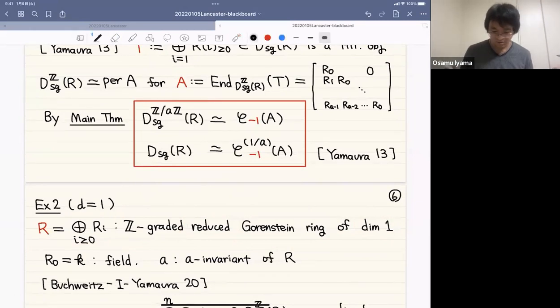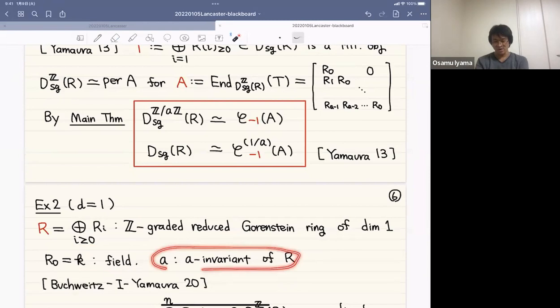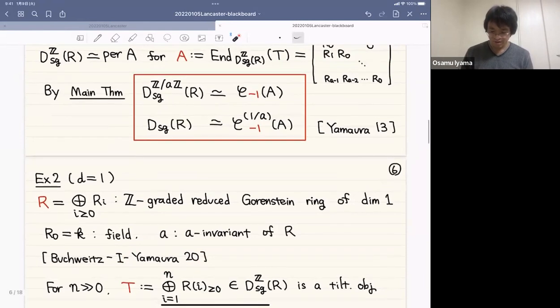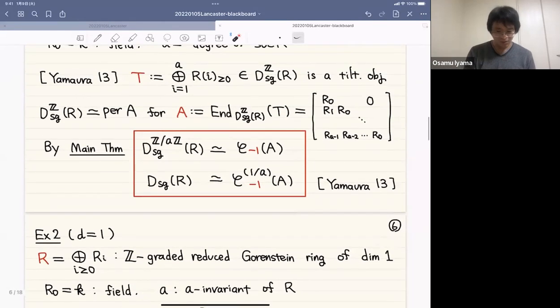So this assumption corresponds to our previous assumption of having an isolated singularity. As before, I assume the degree 0 part is a field, and I denote by A the a-invariant of R. Then in relatively recent work with Ragnar Buchweitz and Yamaura again, we prove that the G-graded singularity category contains a tilting object. And this tilting object also is given by almost the same formula as in the case of dimension 0.